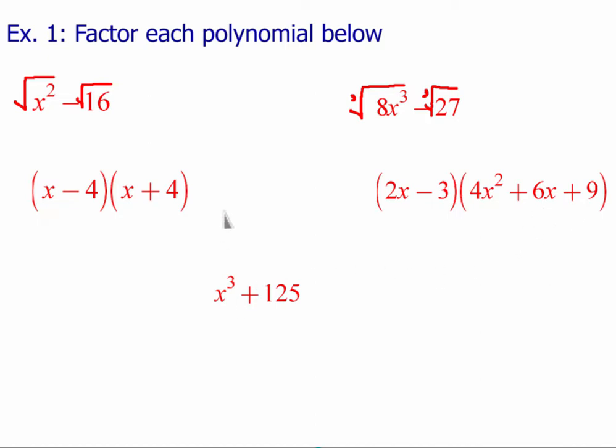All right, I'm going to do the same thing down here at the bottom. x cubed is a perfect cube, and so is 125. So I can take the cube root of both of them.